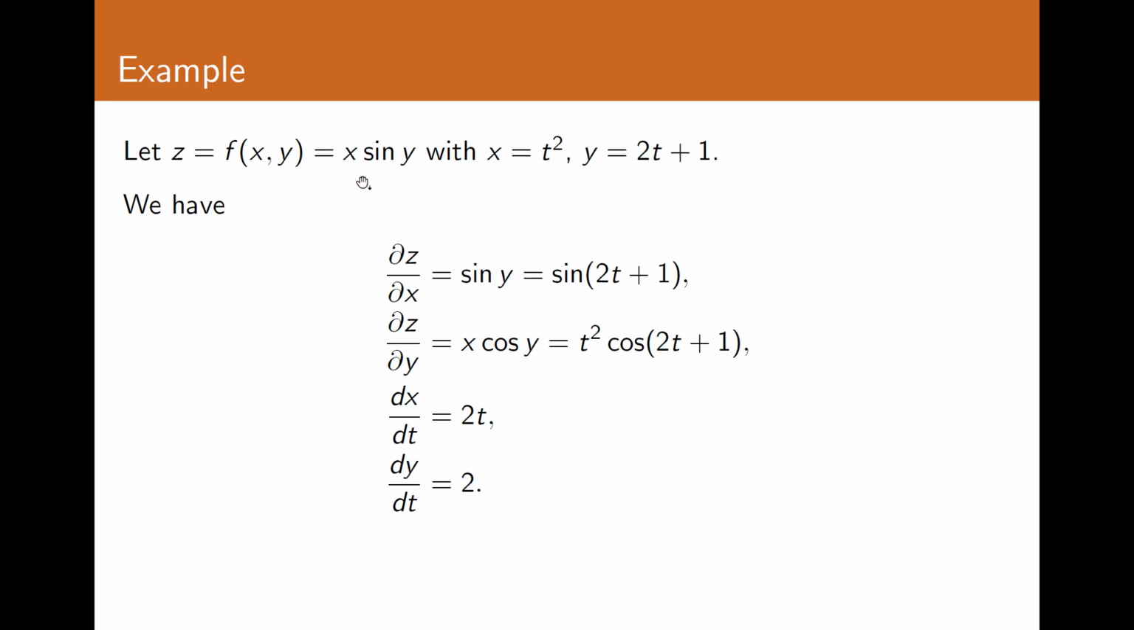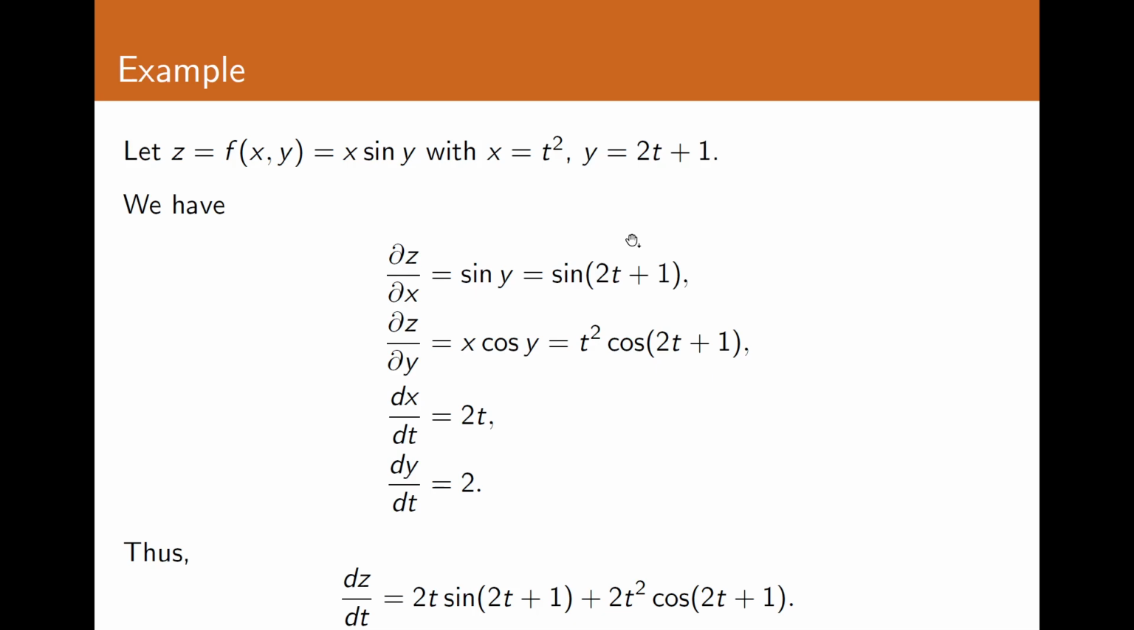If I take the derivative of this with respect to y, the x is a constant, so sine of y becomes cosine of y. So I get x cosine of y. Now I'm going to replace my x with t squared and my y with 2t plus 1. I also need dx/dt, so the derivative of x with respect to t is just 2t. And dy/dt is just 2. So we've calculated all of the pieces we need for this derivative of z with respect to t. Now we just put those together.